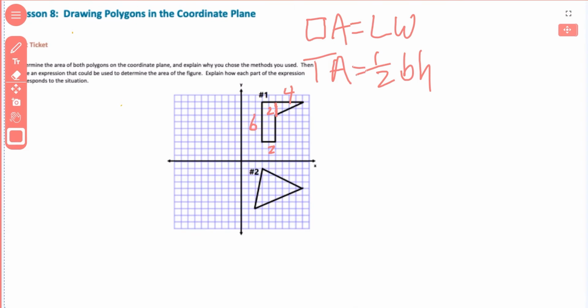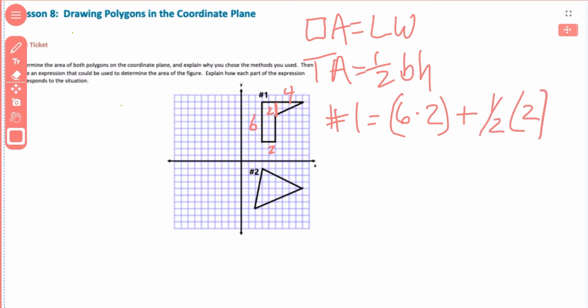So now for number 1, we can say, let's do this. Number 1, we have this equation. Length times width of the rectangle. We have 6 times 2 plus what? Half 2 and the height of 4. Does everybody see where we get that?